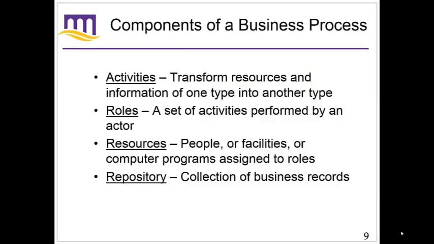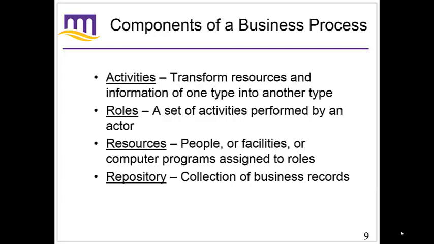Now, the components in a business process. We obviously talked about the activities, and those are the ones that transform resources and information of one type into another. We also have a lot of roles that are being played here, and those are what some people refer to as the swim lanes, or the columns on that model you just saw. So we had the vendors as one role. You have a buyer as another role. You have event setup as another role.